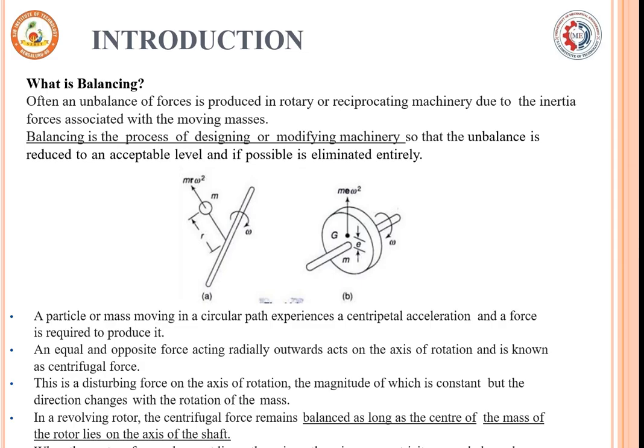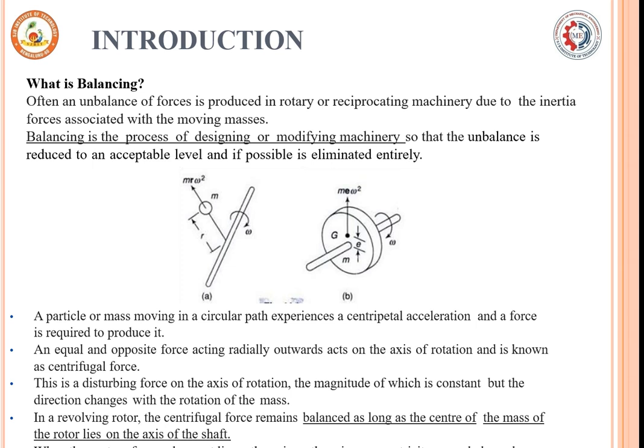Further, we'll see what balancing is. Unbalance is produced in rotary and reciprocating machinery due to inertia forces associated with the moving masses. When we do balancing, whether masses rotate in the same plane or multiple planes, we are supposed to see that there is a perfect balance. There won't be any motion from the initial position.